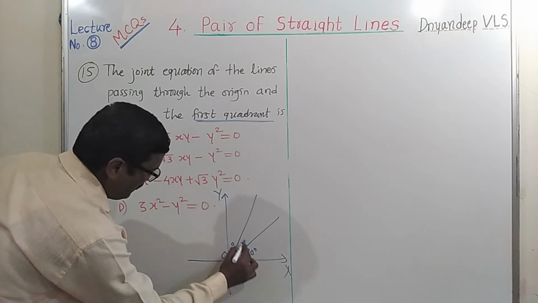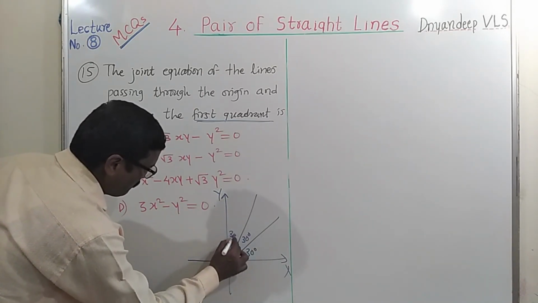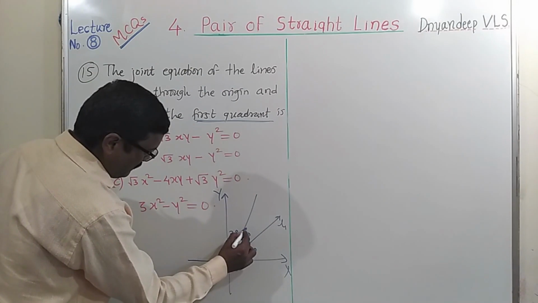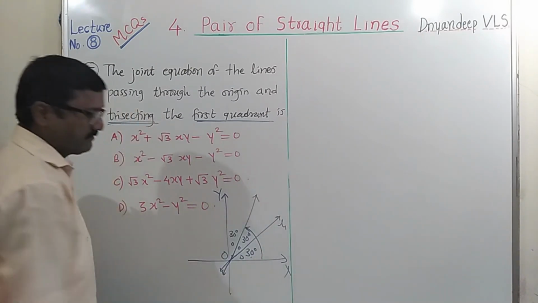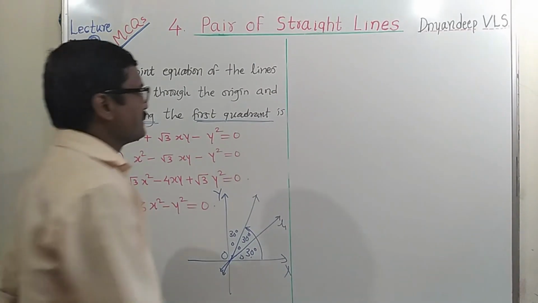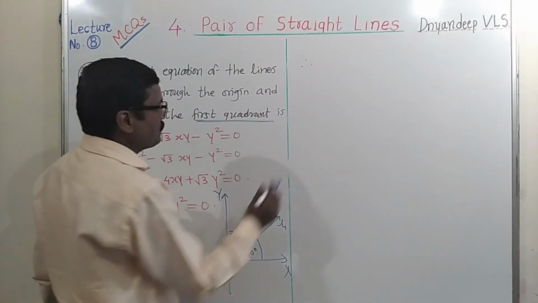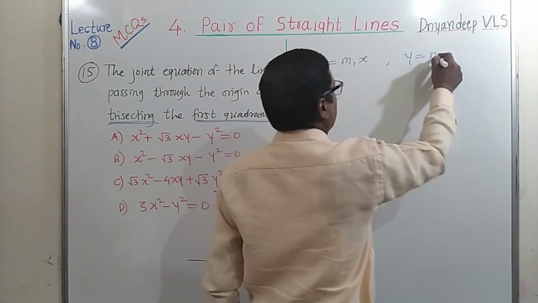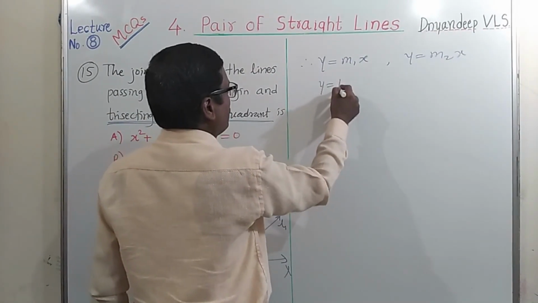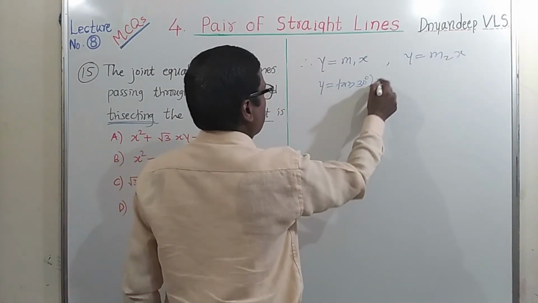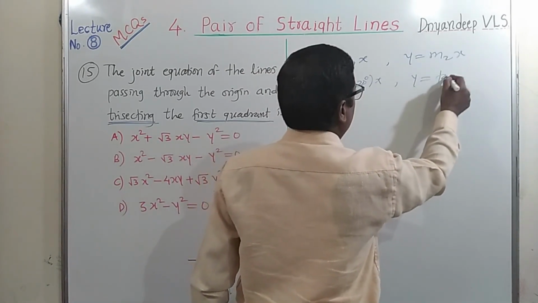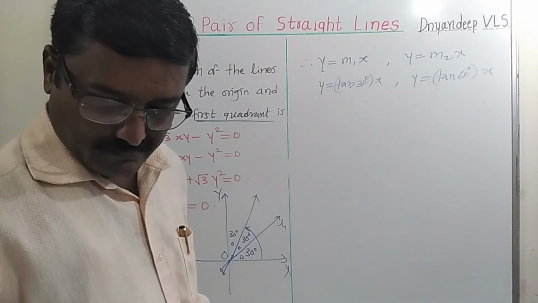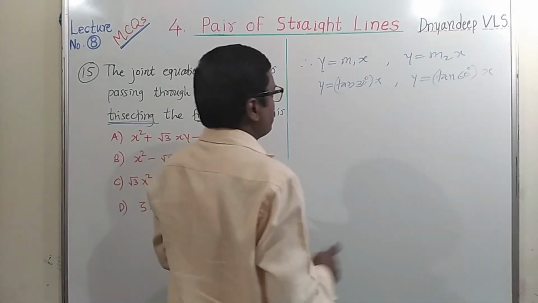So obviously each angle has measure 30 degrees. So the inclination of this first line L1 is equal to 30 and the inclination of the second line will be 60. So two lines having angle 30 and 60, therefore their equations, as lines passing through origin, are y is equal to m1x and y equal to m2x. Here m1 is nothing but tan 30 and here m2 is equal to tan 60. So let us use the values of 30 and 60.